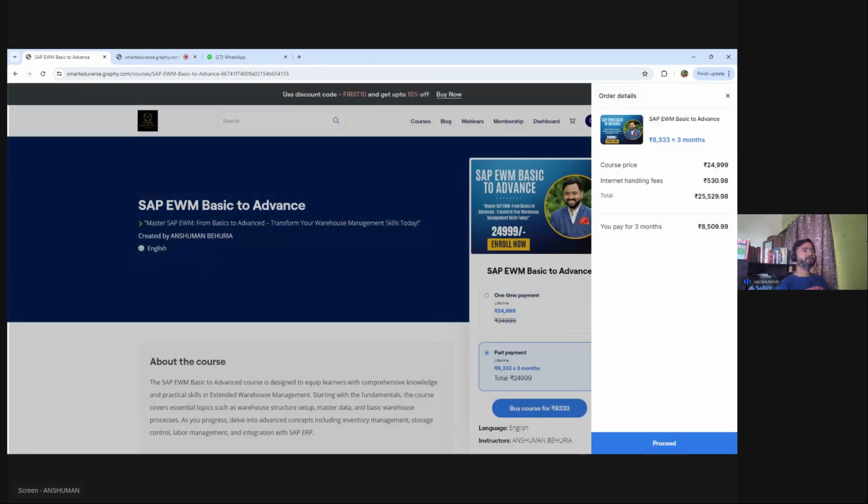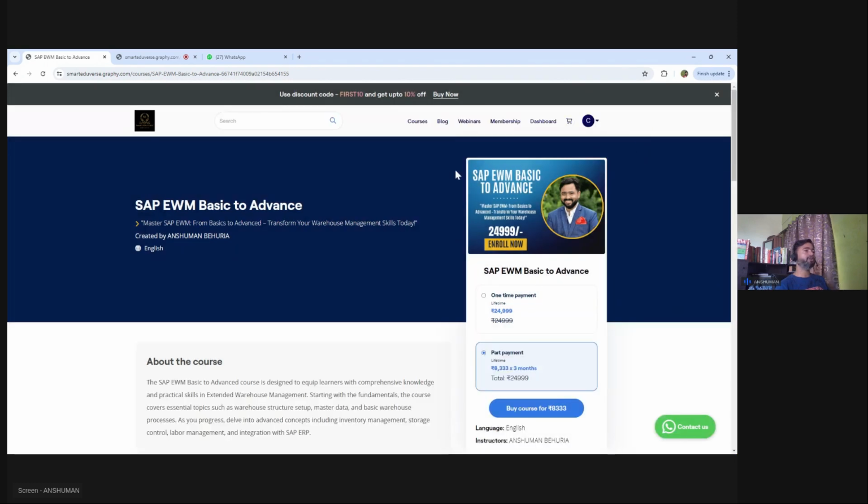And here also you can see you can get it under 8500 per month. So there is no discount for the installment option. If you are going for a one time option, you are going to get a discount of 2500 or 10%. Okay, so this is how you can book it.